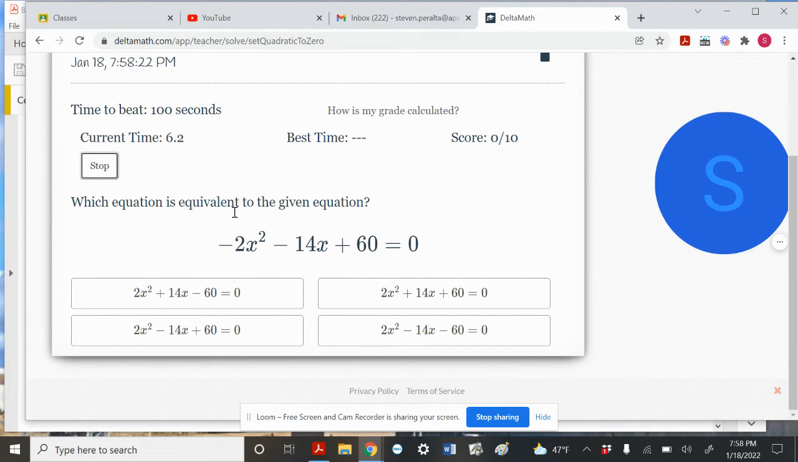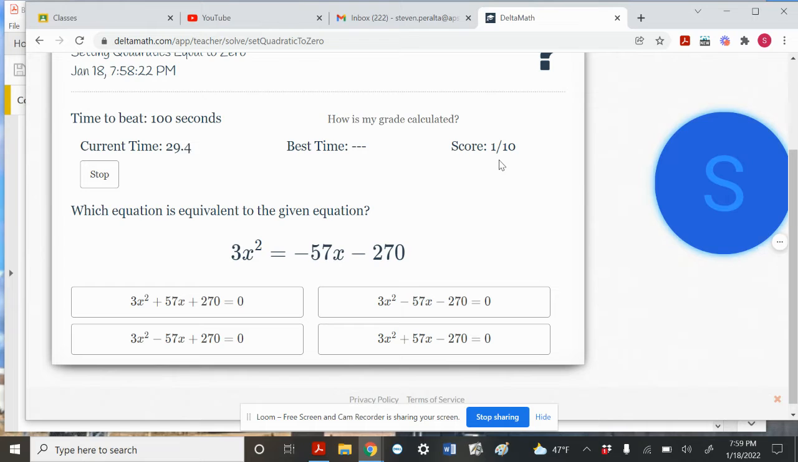first off, your x squared term should always be positive. So that means I'm going to have to move this to the other side by adding it, so it becomes positive. If I move this to the other side, that means everything else has to follow. So this will become positive, this will become positive, and this will become negative. So I have positive, positive, negative. It's got to be that one. And notice I got 1 out of 10.